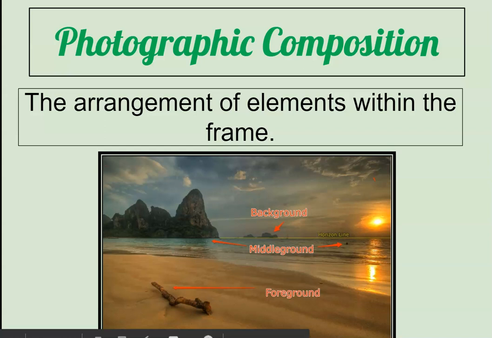Your picture has three separate depths of field, or three separate distances. Foreground. Foreground is the area closest to the viewer. This tends to also be towards the bottom of the page. In this image of the beach, we see this piece of wood, driftwood, on the beach. So the driftwood itself, the sand here, and a little bit of the shoreline is in the foreground, or closest to the viewer.